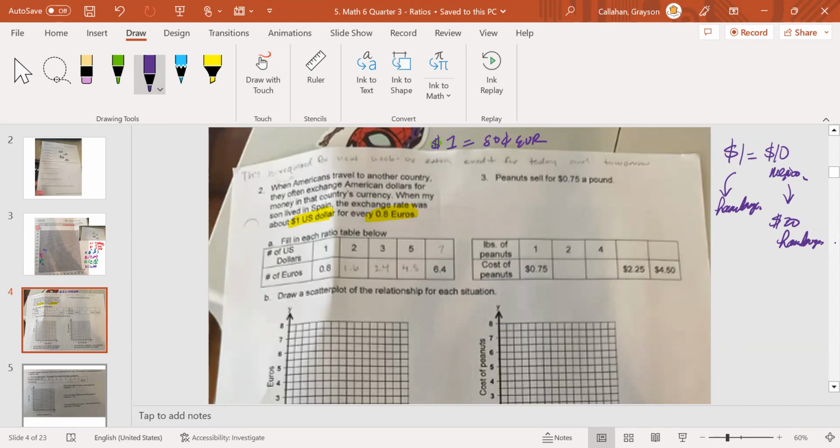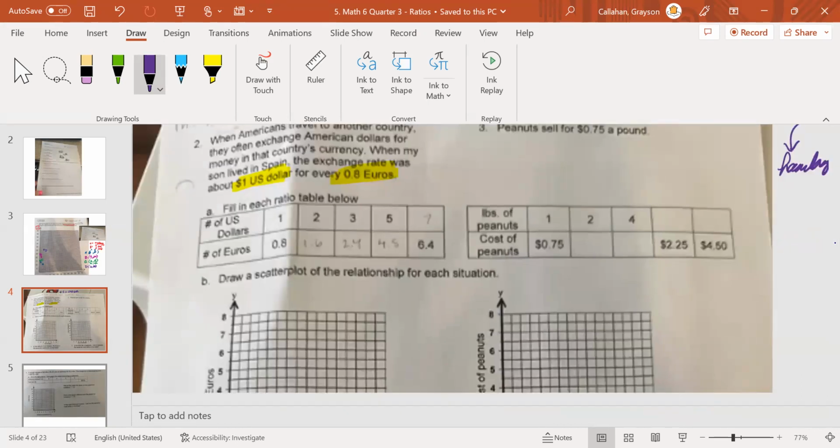Fill in the table below. So let's take a look at the table. So here it says US is 1, that's 0.8. If US is 2, remember this is just 0.8 times 2, right? Next one, 3 times 0.8, which you got 2.4. That's good. Next one is 5 times 0.8. 5 times 0.8 is 4.0. Do you see that? $5 US gives you $4 in European money.